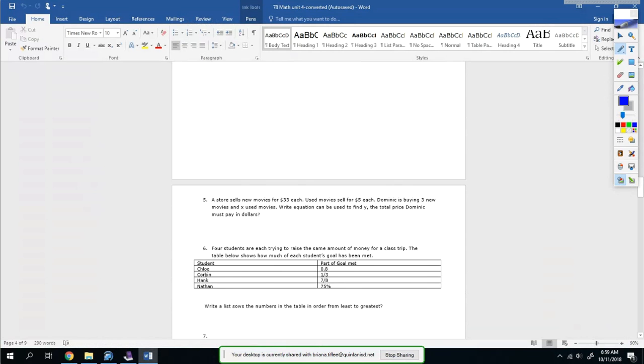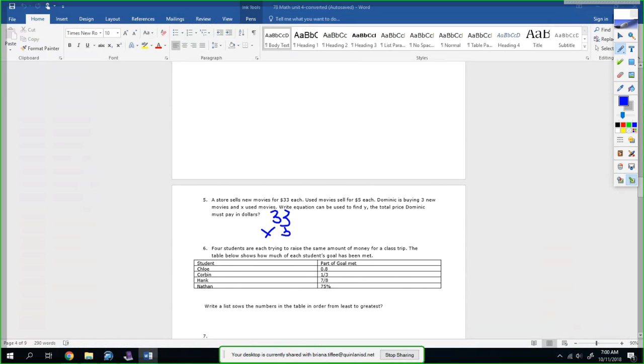All right. A store sells new movies for $33 each. Used movies sell for $5 each. Dominic is buying 3 new movies and x used movies. Write an equation that can be used to find y, the total price Dominic must pay in dollars. So I know he's buying 3 new movies, and each new movie costs $33. So I would do 33 times 3, which is 99. So that's actually my starting value because I already know he's spending $99. So my equation would be y is equal to 5x plus 99, because now I have to figure out how many used movies he's buying, plus the original $99 he's spending on movies. Man, he's spending a lot of money on movies.